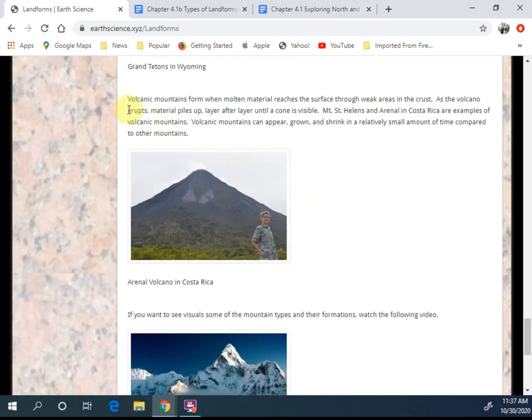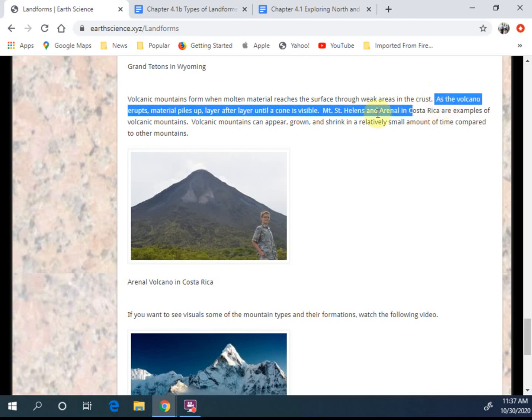And last is volcanic mountains. They're formed when molten material reaches the surface through weak areas of the crust. That's pretty simple, self-explanatory. A volcano erupts, material piles up layer upon layer until it makes a cone. That's a very indicative mountain of volcanic mountain. Okay, that's a picture of Mount Arenal in Costa Rica.